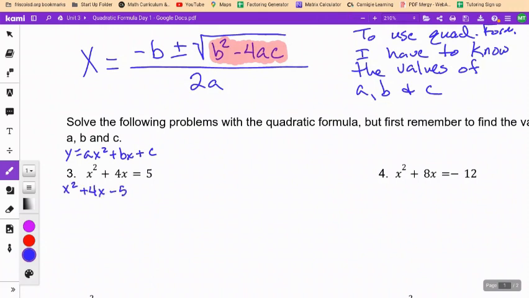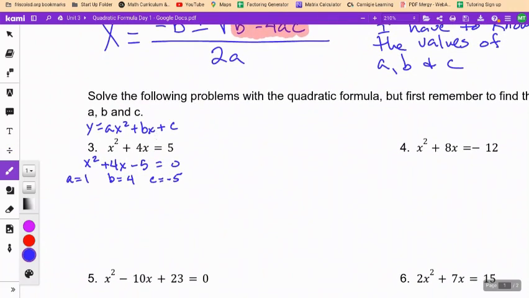So I subtract 5 from both sides, and now it's equal to 0. Now I know that my a value is 1, my b value is 4, and my c value is negative 5. I still have to be able to identify a, b, and c. Then I'm going to find the discriminant, because I want to know how many and what type of solutions I'm going to have. So I calculate b squared minus 4ac, just like we practiced just now.